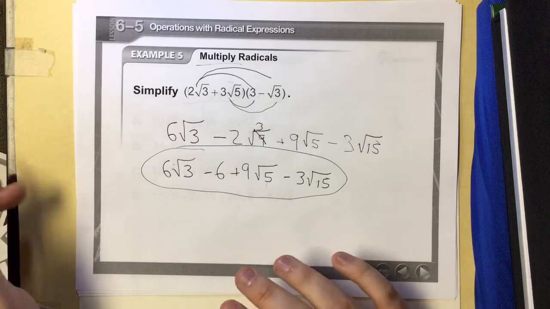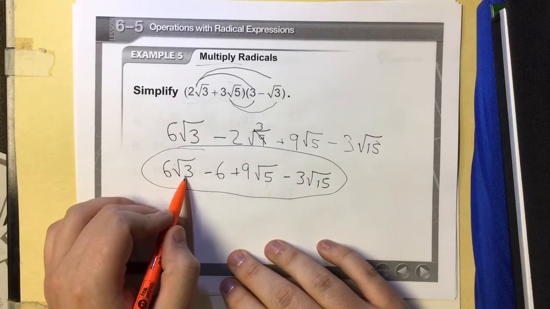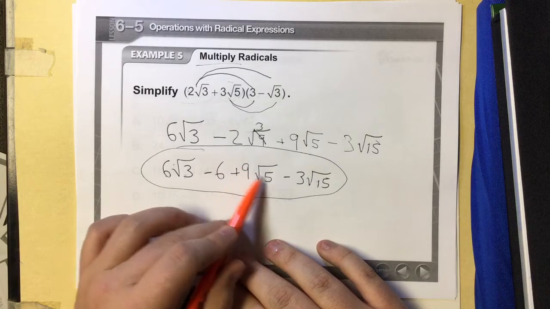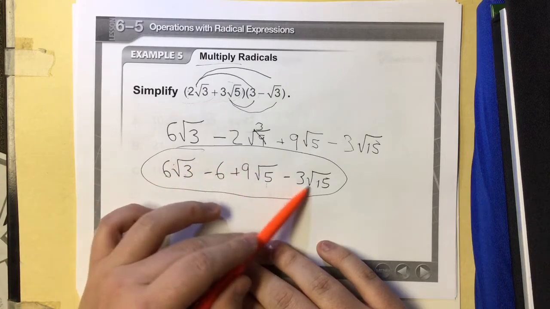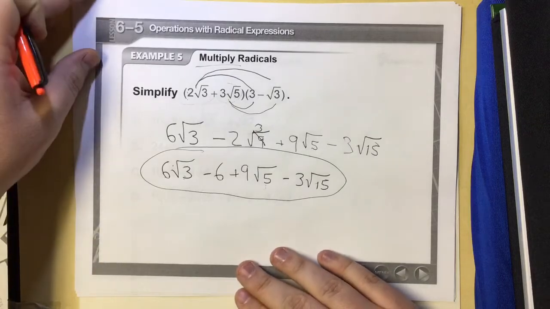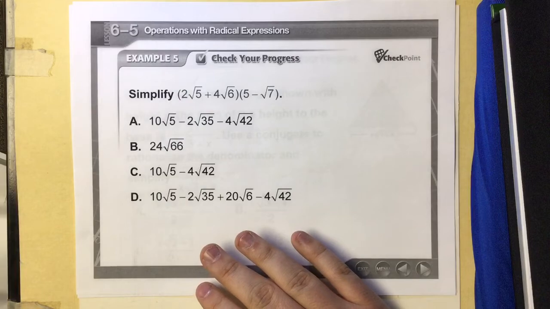That's our answer. If they wanted a decimal approximation, we could find out what 6 times the square root of 3 is in a calculator, round it off, and then subtract 6 from it, find out what this is, round it off, and add it, and then find out what this is as a decimal, round it off, and just add them all up. But if we want an exact answer, that's as far as we can go.